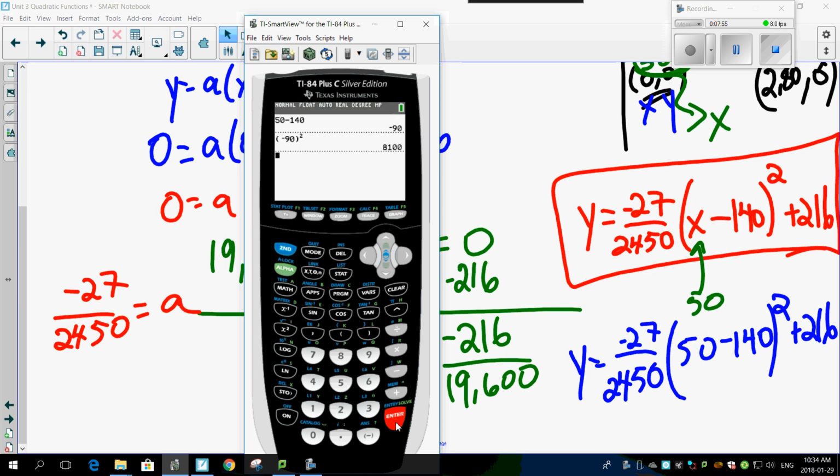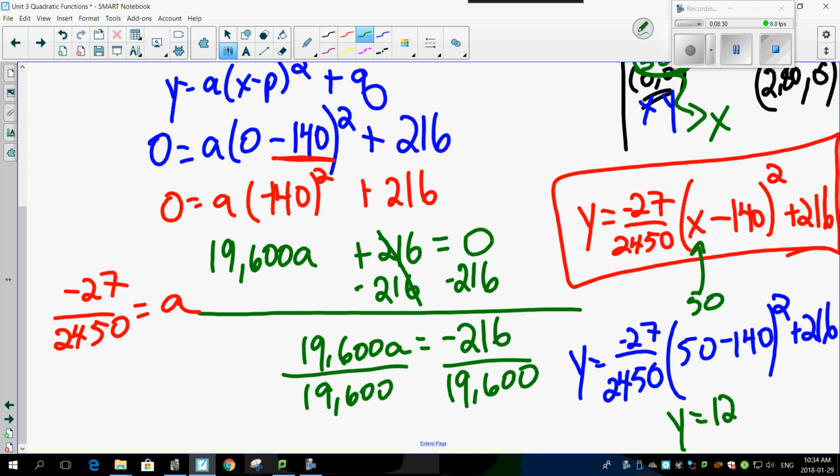Okay, enter. I'm going to multiply this now by this guy out here, the minus 27 over 2450. So times bracket minus 27 divided by 2450, bracket, all right, enter. And now I'm going to do the last step of adding 216 to it. So it's a bit of a calculator issue, but it tells you your height is at 126.7 centimeters. Look at that.